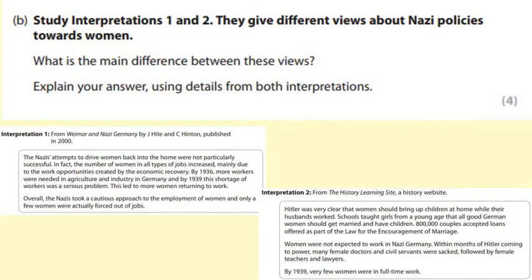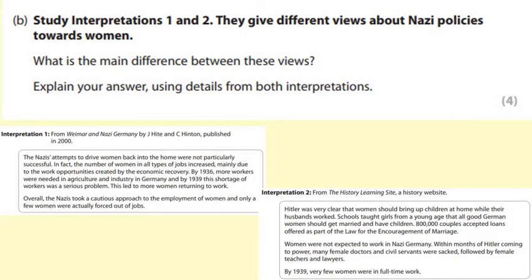Right, question 3B. This will always ask you to look at 2 interpretations and outline what each historian is arguing. And you need to highlight the difference between the 2 interpretations. So for example, interpretation 1 tells us about the Nazis' attempts to drive women back into the home. And it outlines that this isn't particularly successful. You can pause the video now and read through interpretation 1.